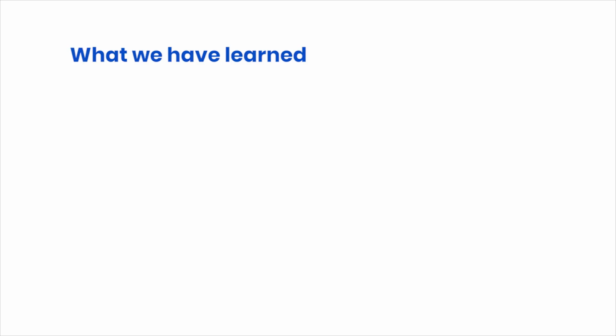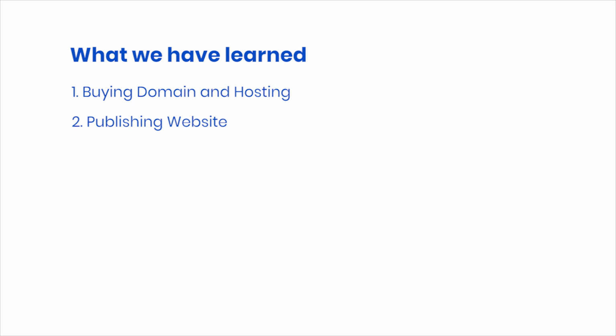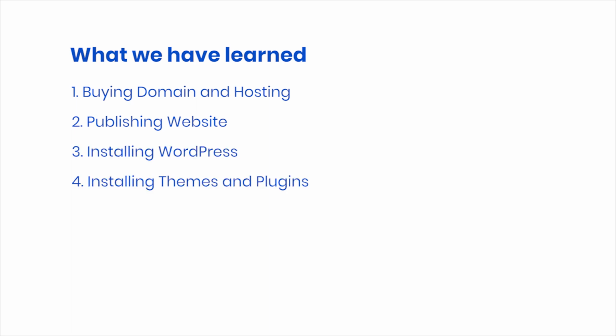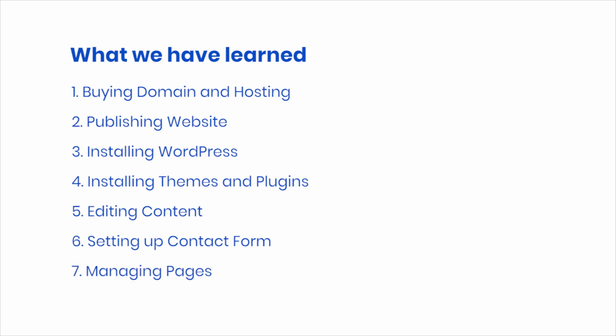So to quickly summarize what you have learned in this video, we've learned how to buy domain and hosting, how to publish a website, how to install WordPress, how to install themes and plugins, how to edit content, how to set up forms, and how to manage pages. Now you can give yourself a big thumbs up. This is it for this video. I hope now you can create your own website.